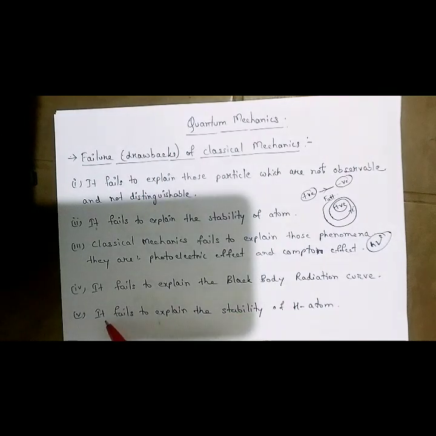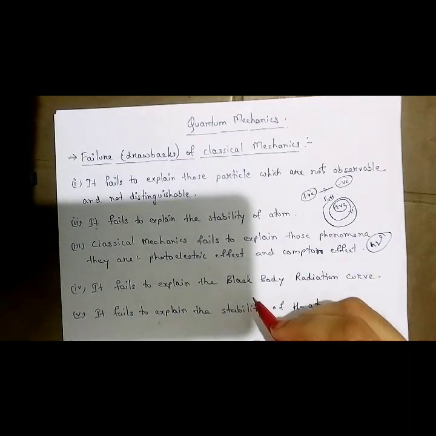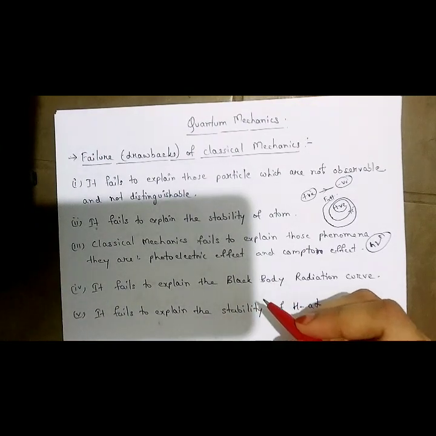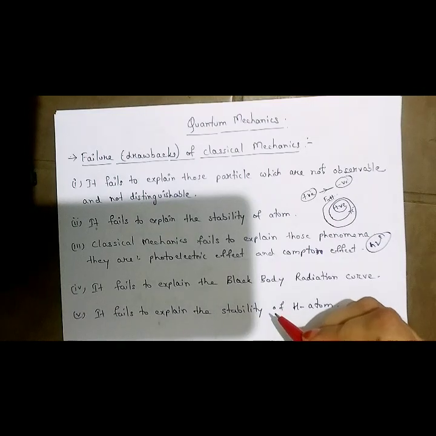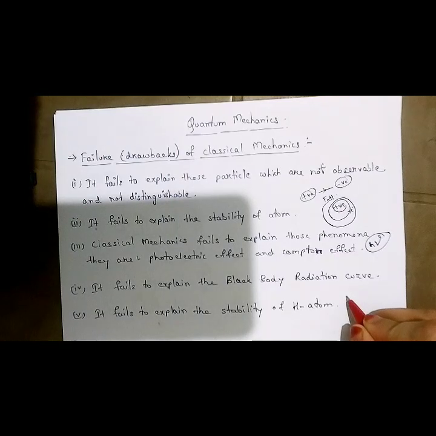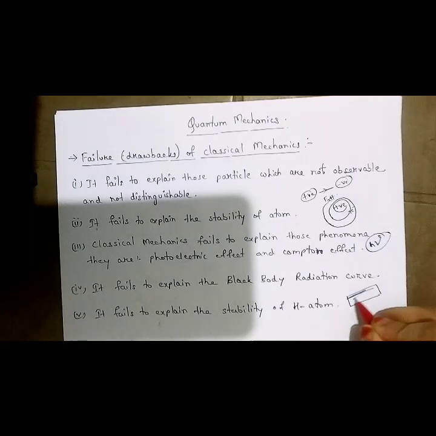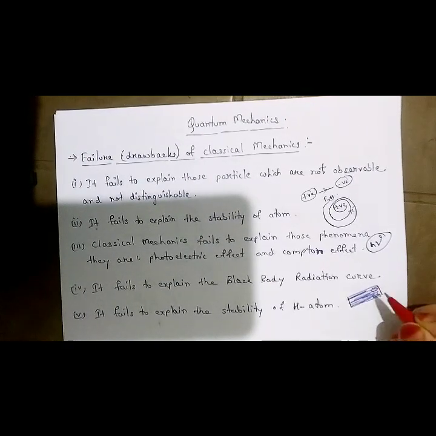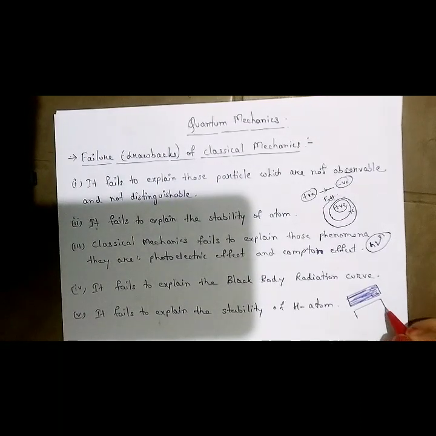The fifth point says that it fails to explain the stability of the hydrogen atom. Experimentally it is observed that the spectrum of the hydrogen atom consists of sets of lines. Classically we would see a continuous spectrum, but experimentally we see sets of lines.